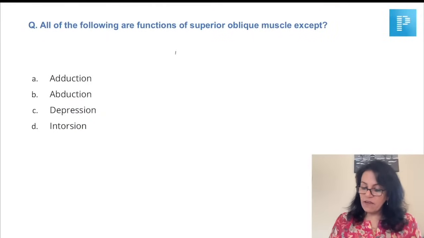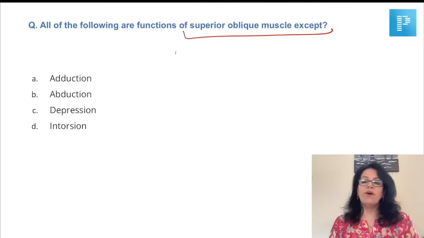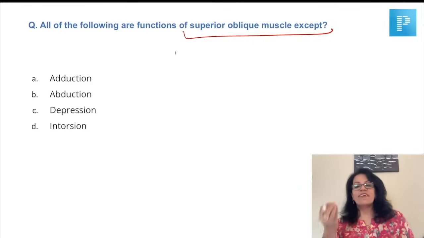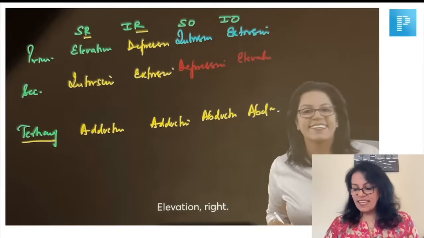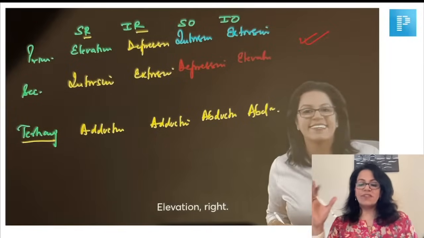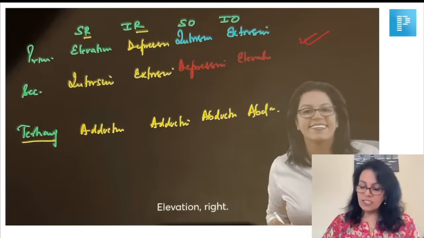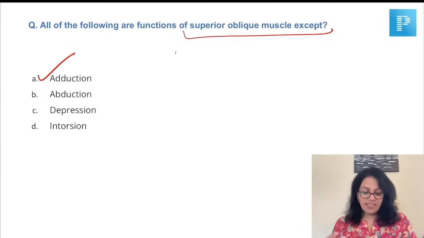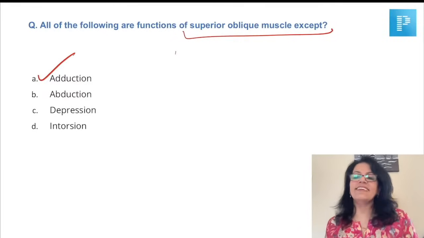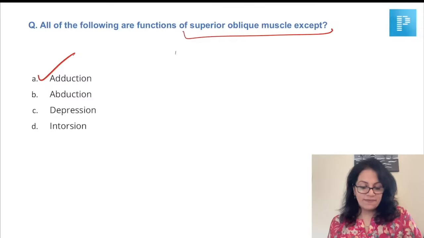All of the following are functions of the superior oblique muscle except. Come on, we are back to the basics. We have to be thorough with the action of muscles. I've taught you how to make it very simple: horizontal, vertical. Among the vertical muscles, what is the action of superior oblique? Primary is intorsion. And of course, it's an oblique, so it will depress the eye and abduct. So what is the answer here? What is not is adduction. So the answer will be A.